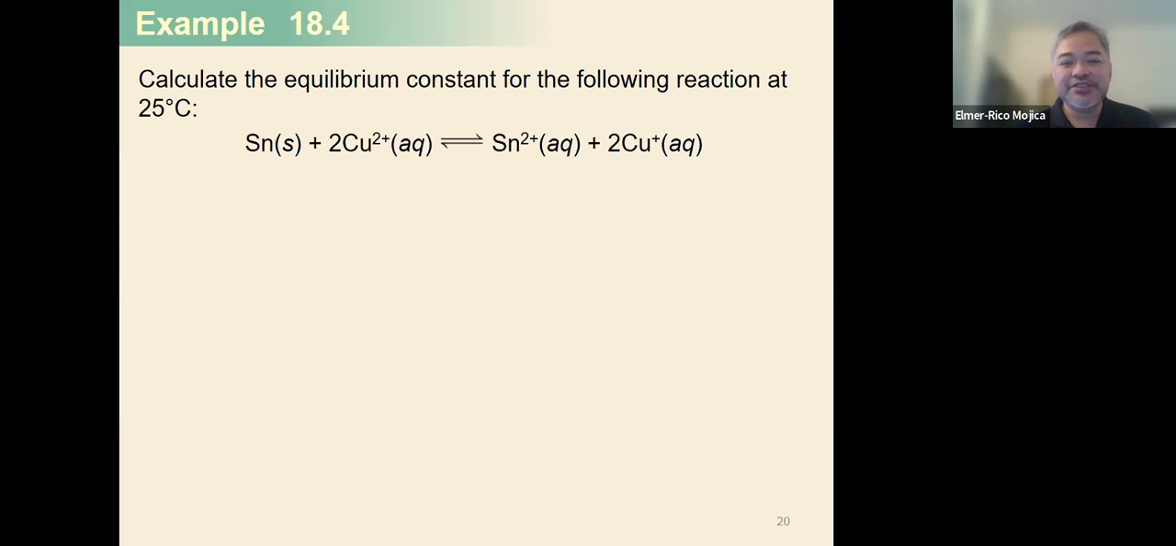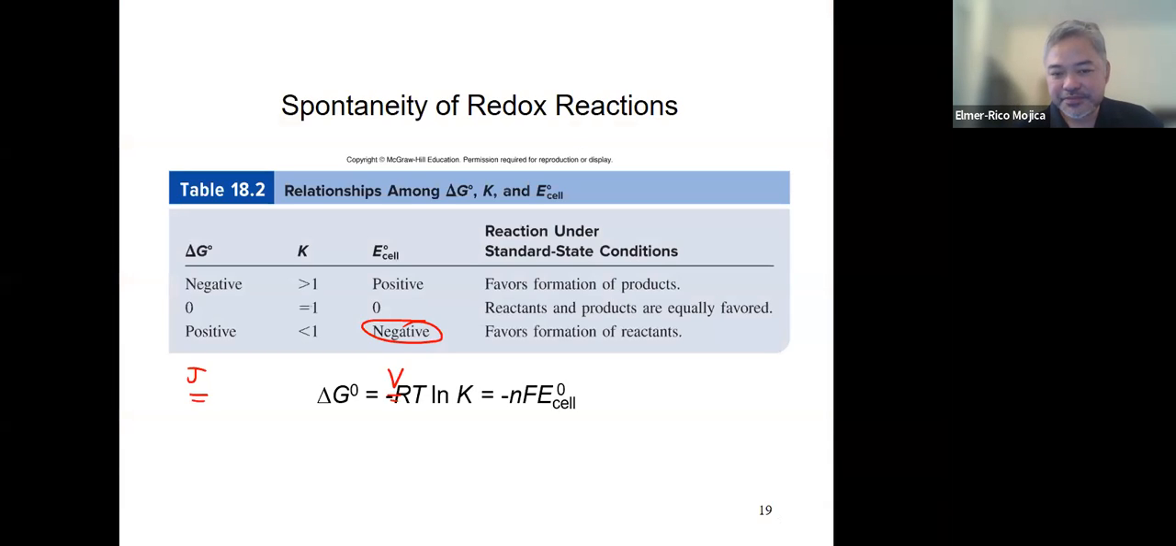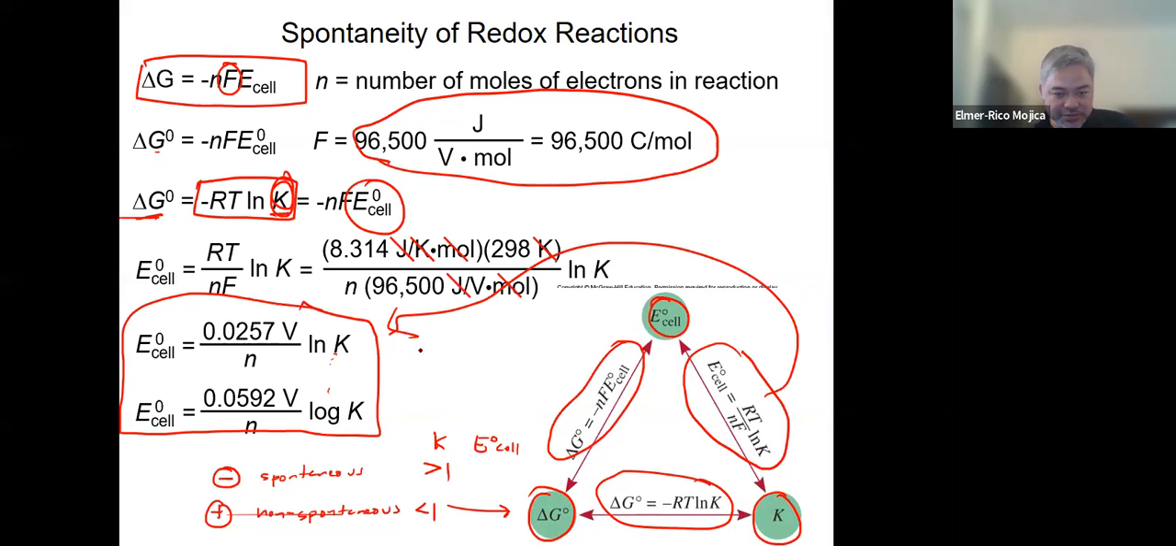So here, you are asked to calculate the equilibrium constant for the following reaction. Which equation are we going to use here? Most likely this one. For the equilibrium constant, we can use either of the two. Which one do you want to use? Let's use the ln K one because that's the one that's first. So E cell is equal to 0.0257 divided by n.